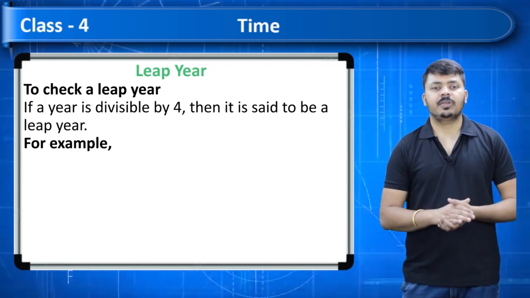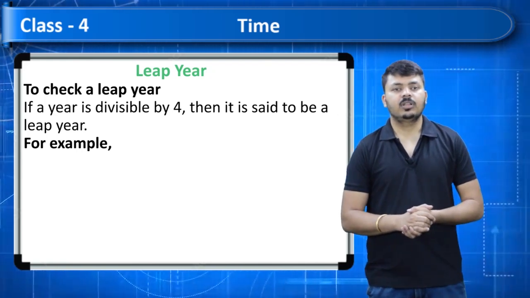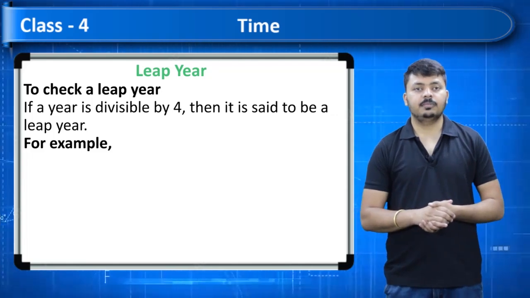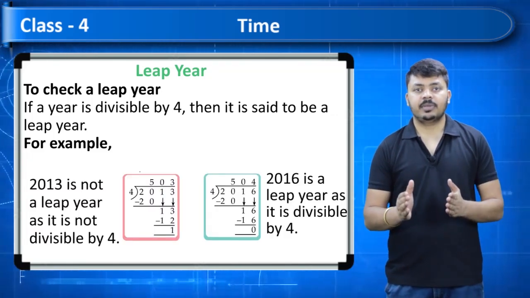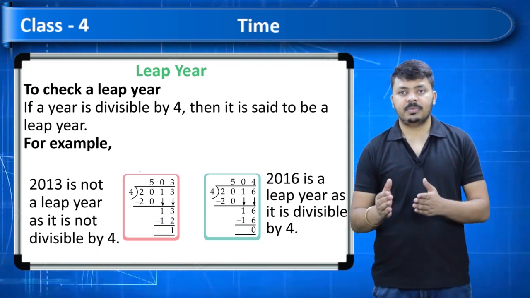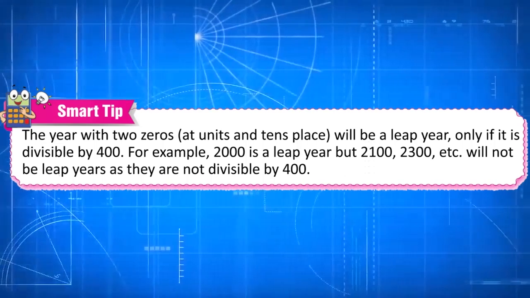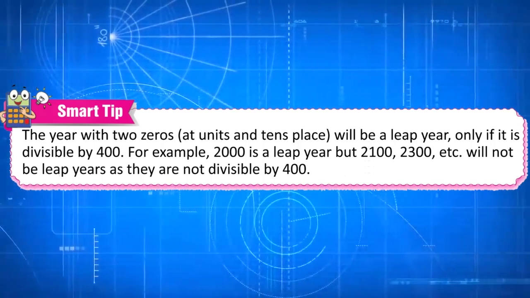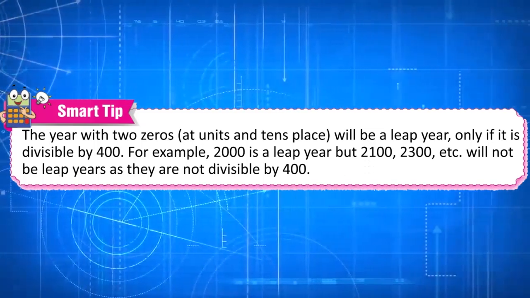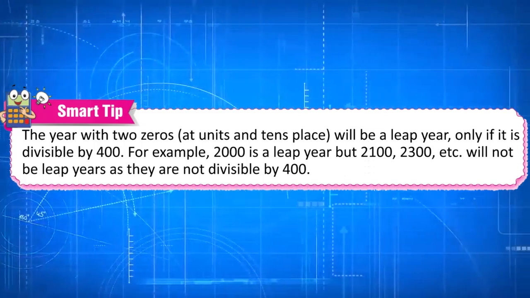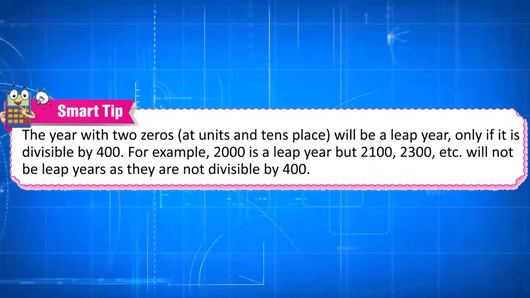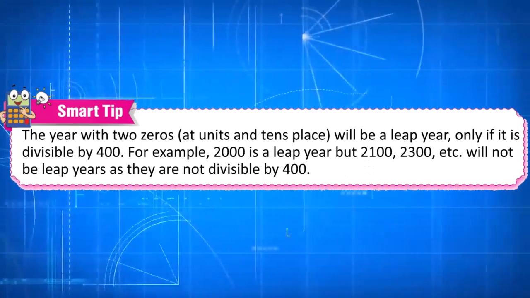To check a leap year, if a year is divisible by 4, then it is said to be a leap year. For example, 2013 is not a leap year as it is not divisible by 4. 2016 is a leap year as it is divisible by 4. Our tip: a year with 2 zeros at units and tens place will be a leap year only if it is divisible by 400. For example, 2000 is a leap year but 2100, 2300 etc. will not be leap years as they are not divisible by 400.